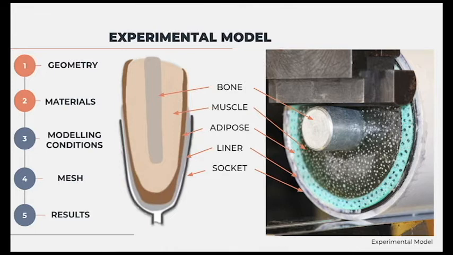The final model we created was an experimental model. We use this as a validation method for our computational models. As you can see, the cross-section is a replication of the two computational models. We used a 13mm diameter steel rod to represent the model's bone.